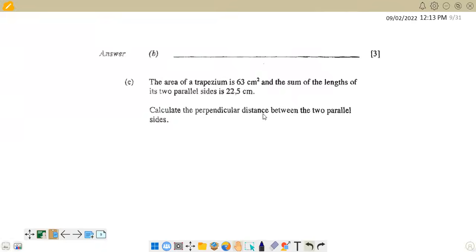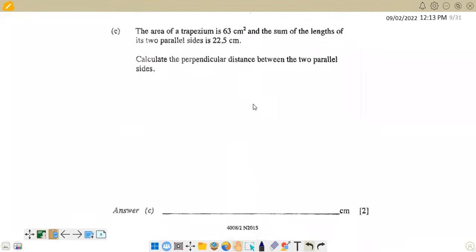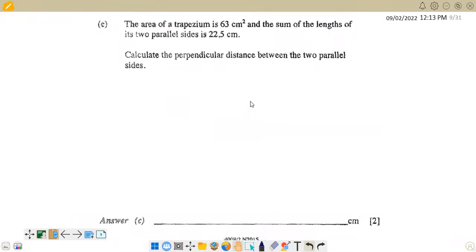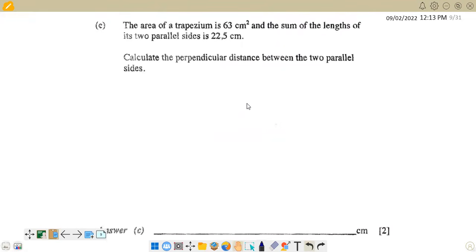So that was it. Question C: we are given a trapezium which has an area of 63 square centimeters, and the sum of the lengths of the parallel sides is 22.5 centimeters. Calculate the perpendicular distance. All right, this is a very interesting type of question, guys. This is your trapezium here.